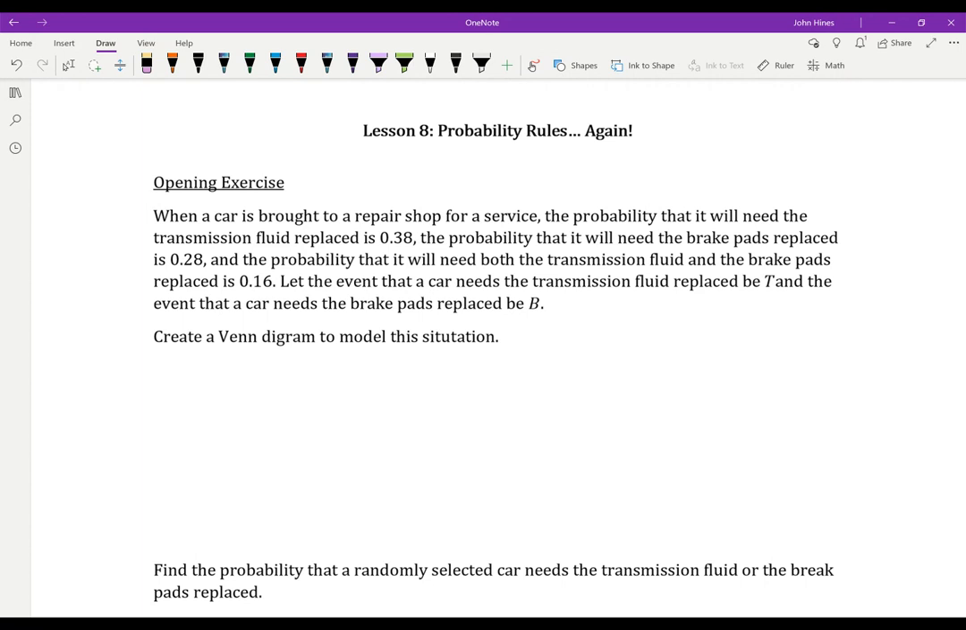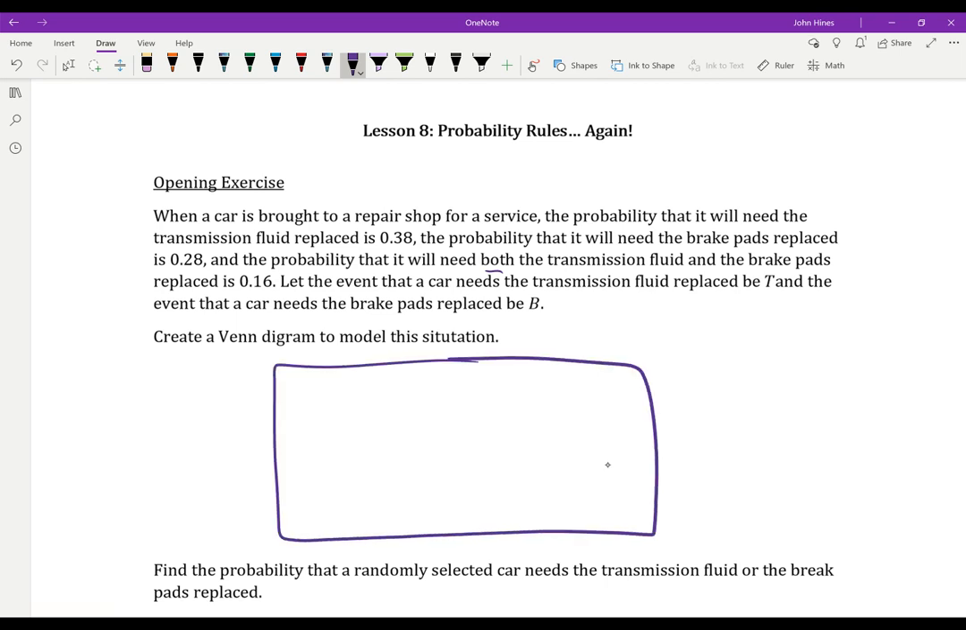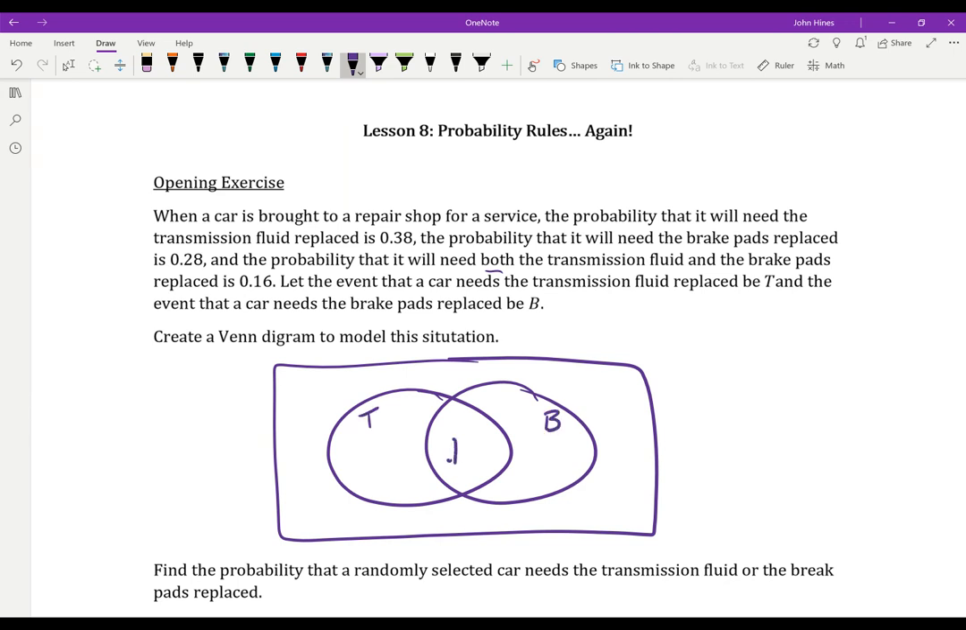When a car is brought to a repair shop for a service, the probability that it will need the transmission fluid replaced is 0.38. The probability it needs brake pads is 0.28. And the probability it will need both transmission and brake pads is 0.16. So this is a clear Venn diagram here. We've got transmission, we've got brakes, and in the middle, I can put that 0.16 of both of them occurring.